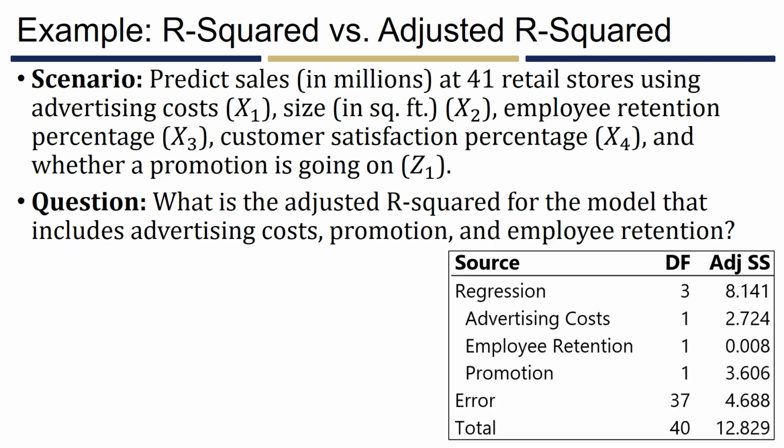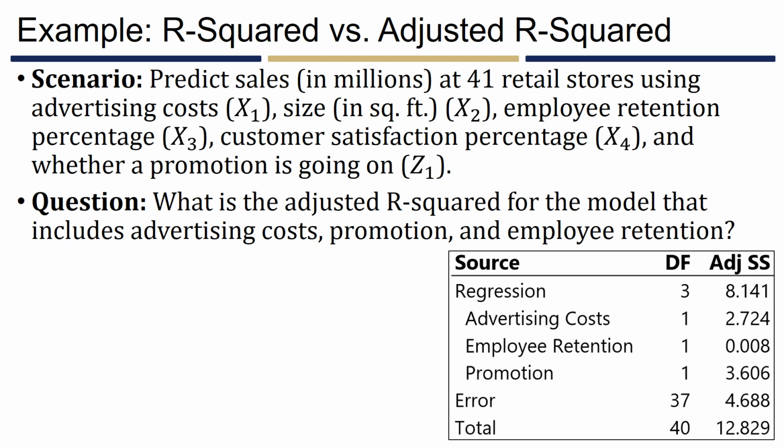But let's see what happens if we put in employee retention percentage into the model along with advertising costs and the promotion dummy variable. Take a look at the output in the bottom right. Notice that we have our adjusted sums of squares, or our type 3 sums of squares, meaning this is the contribution to the model if this predictor is added in last. For employee retention percentage, the adjusted sums of squares is 0.008. So it's contributing a very, very small amount to the explained variation, given that advertising costs and the promotion dummy variable are already in the model.